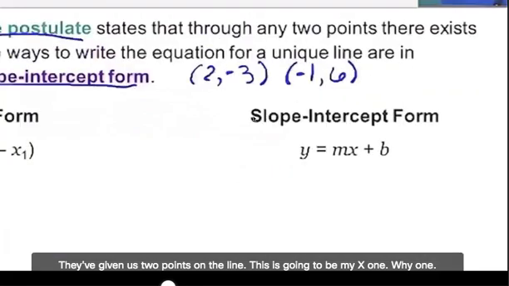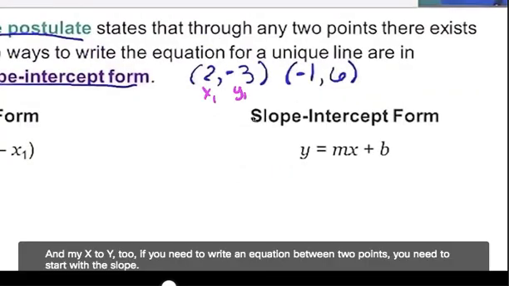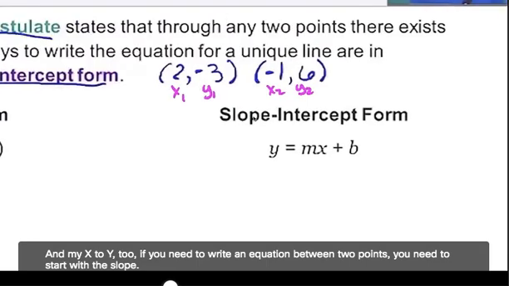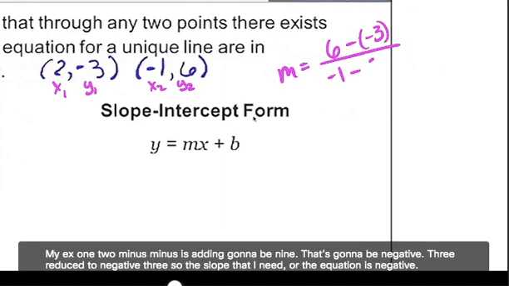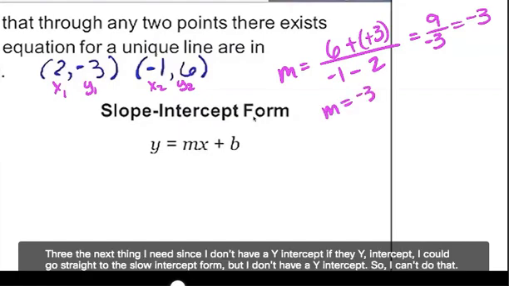This is going to be my x1, y1, and my x2, y2. If you need to write an equation between 2 points, you need to start with the slope. So I'm going to calculate the slope using the slope formula. Remember, the slope formula is my y2, which is 6, minus my y1, negative 3, over my x2, negative 1, minus my x1, 2. Minus minus is adding, so the numerator is 9. The denominator is negative 3. It's going to reduce to negative 3. So the slope that I need for the equation is negative 3.